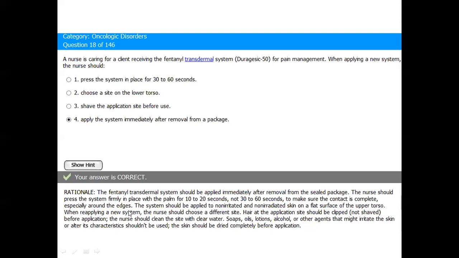When reapplying a new system, the nurse should choose a different site. The application site should be prepared before application. The nurse should clean the site with clear water, not with soap, oils, lotions, alcohol, or other agents that might irritate the skin. The skin should be completely dry before application.